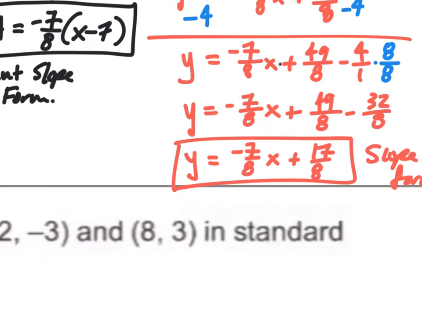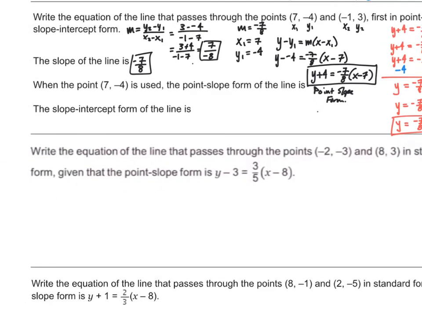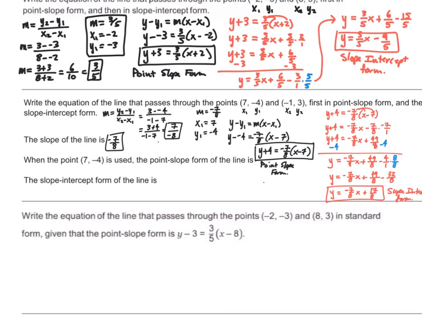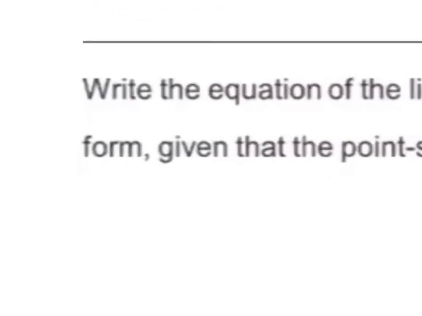Okay, all right, let's take a look at the next one. And we have this equation already. We've already seen this equation more or less. It says write the equation of the line passing through the points negative 2, negative 3 and the point 8, 3 in standard form, given that the point-slope form is this. So it's the same one that we had. We should get the same slope-intercept form here, even though we chose a different point for x1 and y1. Same thing, okay?